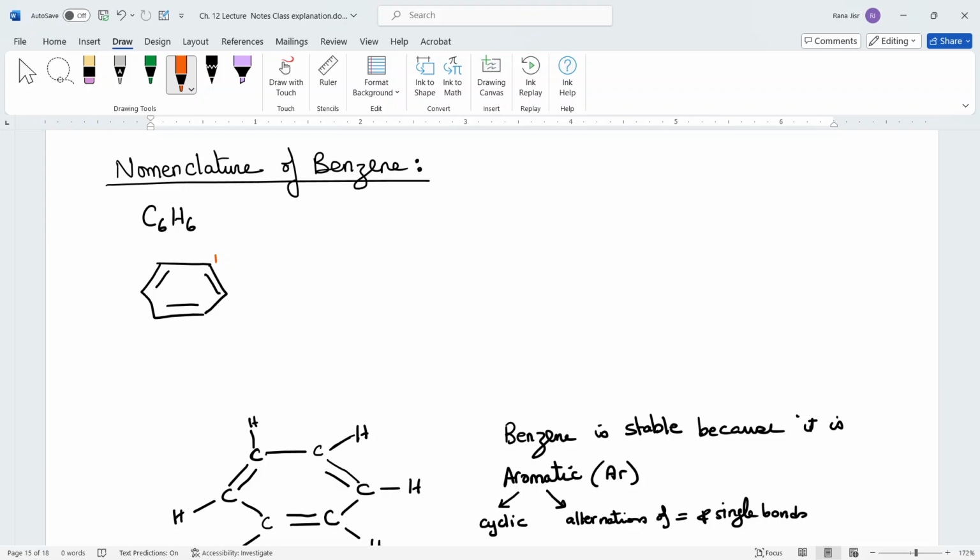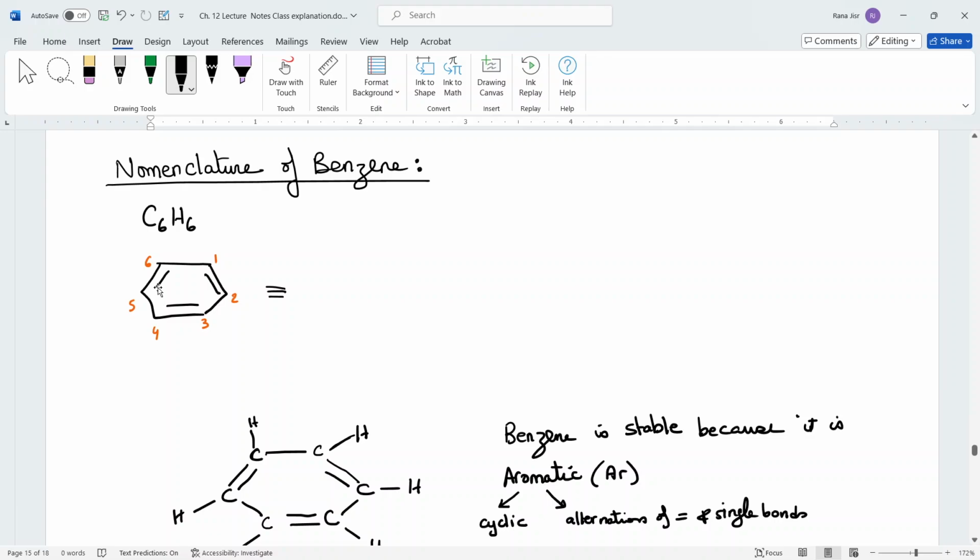So I can start numbering, for example, from this carbon as carbon number 1. But if you start numbering from one carbon, you have to continue down the double bond so that you can finish up the cycle. So the numbering here is going to be 1, 2, this is 3, this is 4, this is 5, and this is 6.